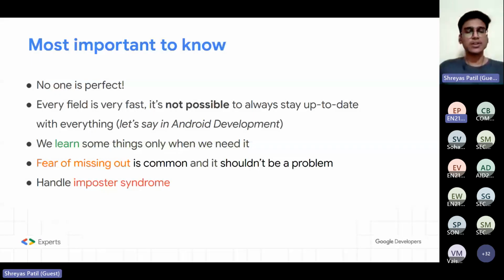And the most important thing to know is no one is perfect, right? Every field is very vast. It is not possible to always stay up to date with everything. Let's say in Android development, or web development, or data science, there are various things in each domain. Let's say I don't know everything in Android development, right? Let me give you an example.